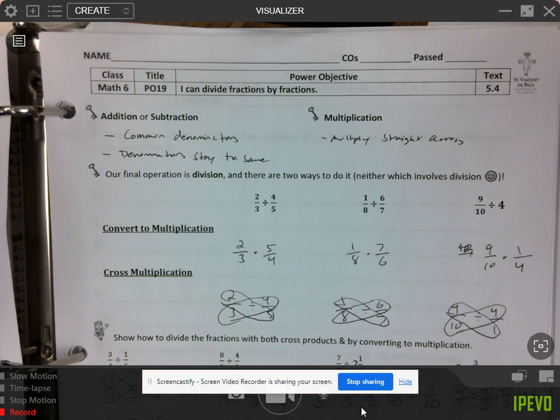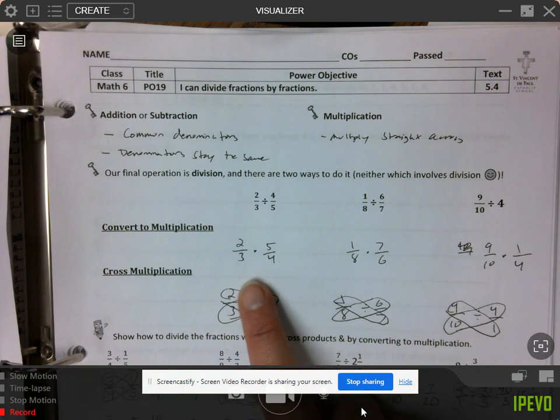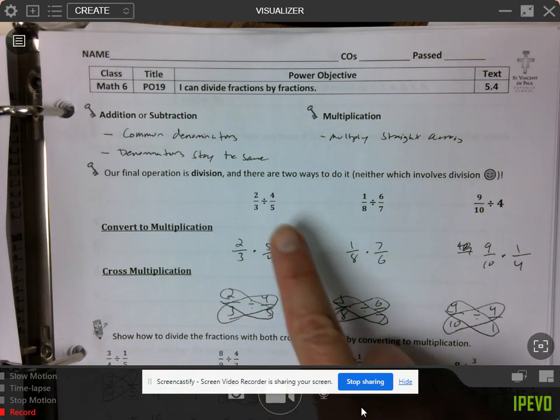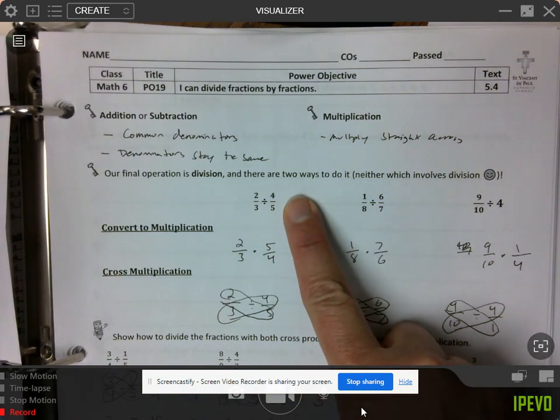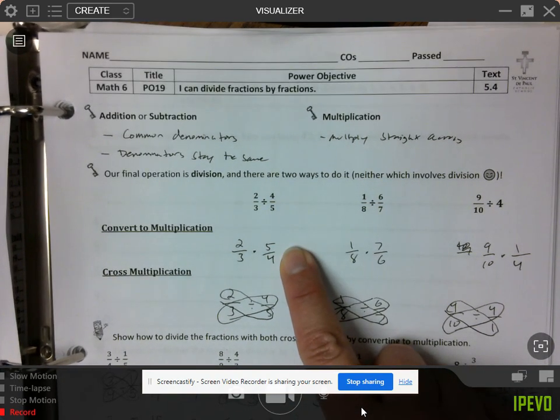Good morning. Today we are correcting PO19. I can divide fractions by fractions. Remember, when we are dividing, there are two different methods we learned about using. One is converting to multiplication. So we flip dividing to multiplying. We flip the second fraction to its reciprocal.